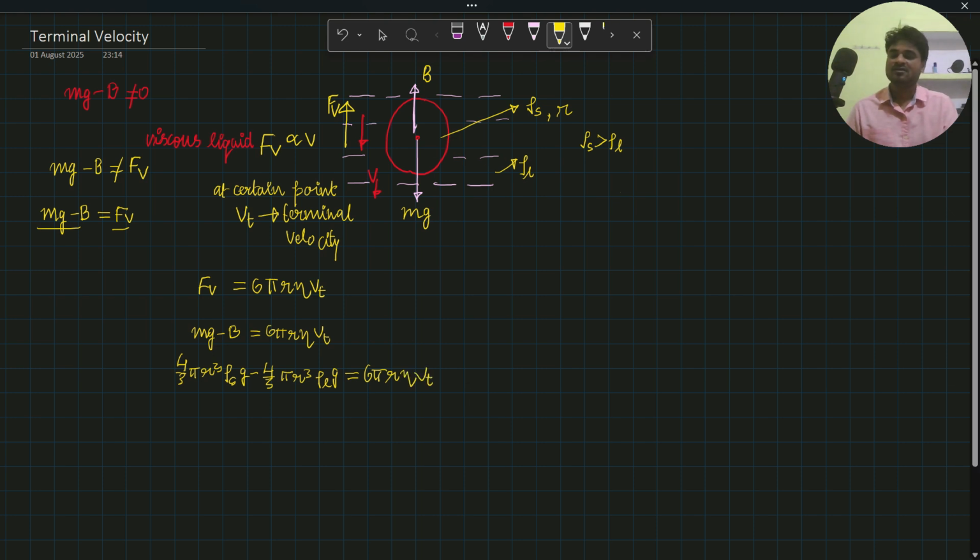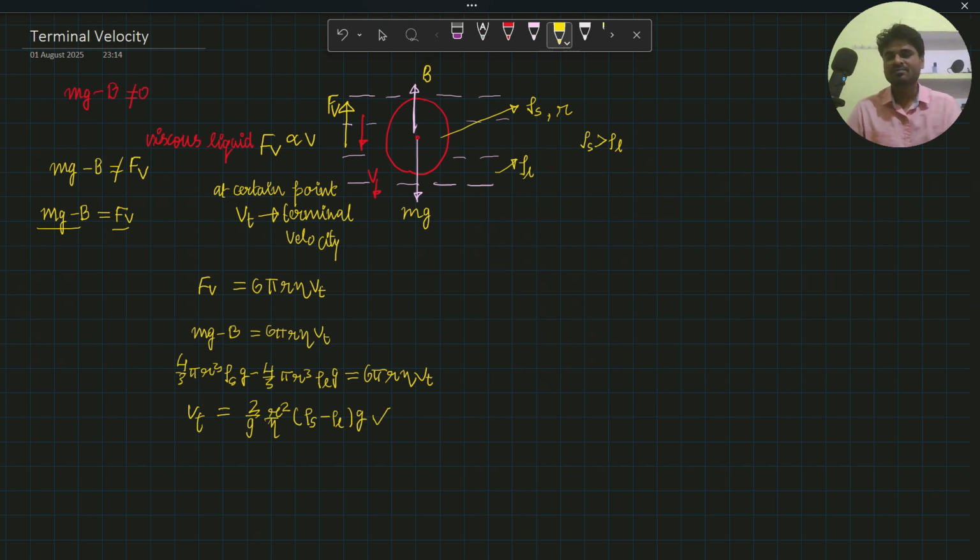And after solving we can find out the terminal velocity vt, and you can solve it and you will see that it is 2 by 9 r square by eta, rho solid minus rho liquid, into g. So this is the formula for terminal velocity.